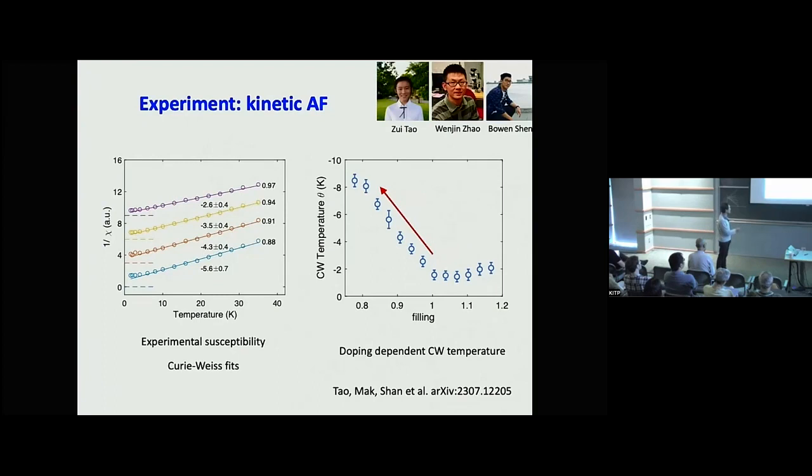And this is the result as a function of filling. Filling 1 is the Mott insulator. It has about -1 Kelvin Curie-Weiss temperature, but then you can see that once you go to hole doping, you quickly get into the regime where the magnetic interaction energy gets more antiferromagnetic. Right? So it's very much consistent with this picture of kinetic antiferromagnetism.